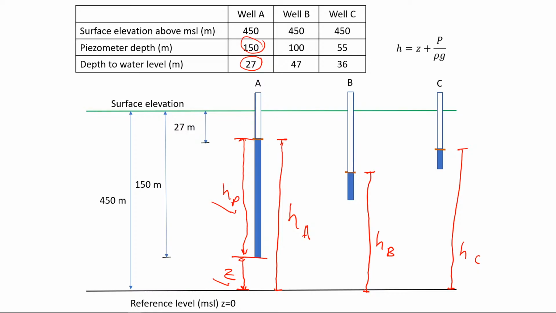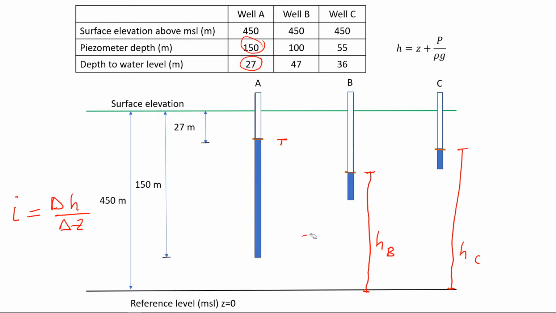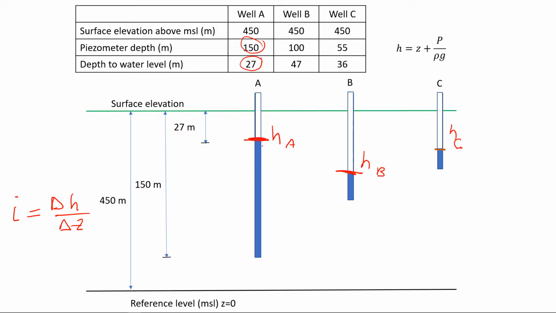Now let me ask you: it's not only asking you to find the head, but it's asking you to find also the vertical gradient, like delta H over delta Z. So if you did this, you'll find the head values here. Obviously, the head here, HA, would be larger than HB. This is HC. So obviously HA would be larger than HB.